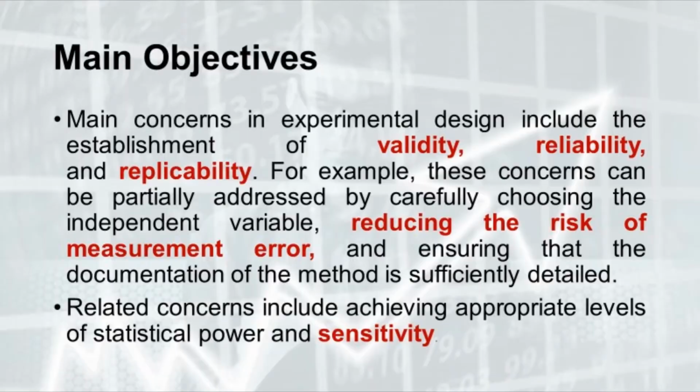Experimental design is established on three important factors. They are validity, reliability and replicability. Whenever we conduct the experiment, the experimental result that we get should be validated, should be reliable, should be replicated, should be repeated by somebody else. Even if somebody else conducts the same experiment, they also should get similar results. These are the three fundamental requirements of an experimental design.